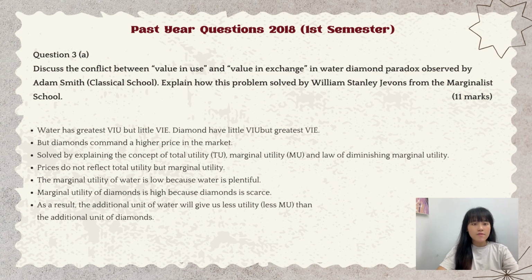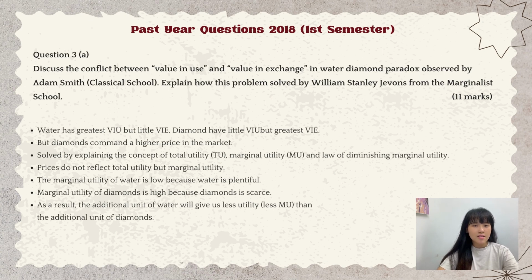And the law of diminishing marginal utility is that the gain from consuming equal successive units of a good will decline as the amount consumed increases. According to William Stanley Jevons, the total utility of water is high because water is extremely useful, and the total utility of diamonds is low because diamonds are not as useful as water.